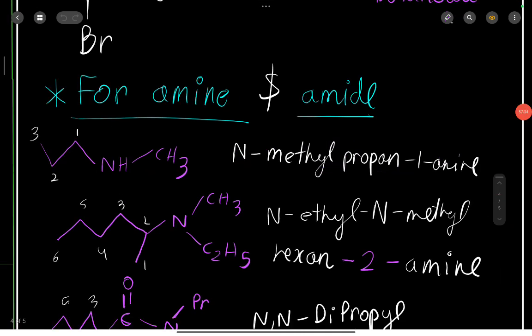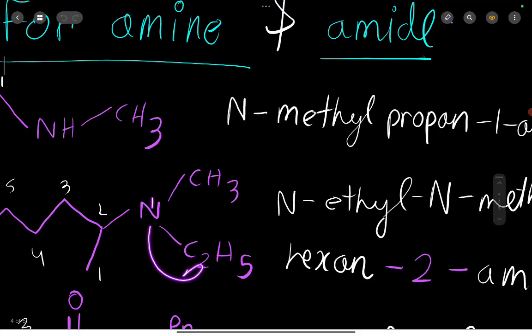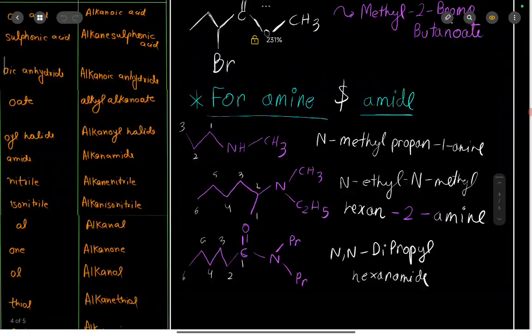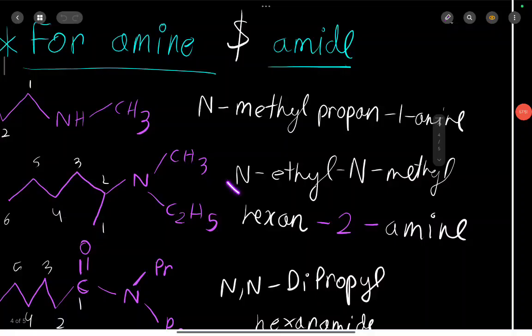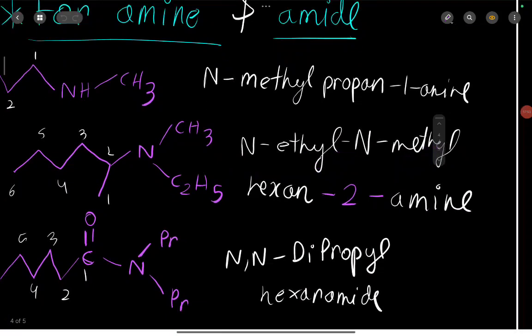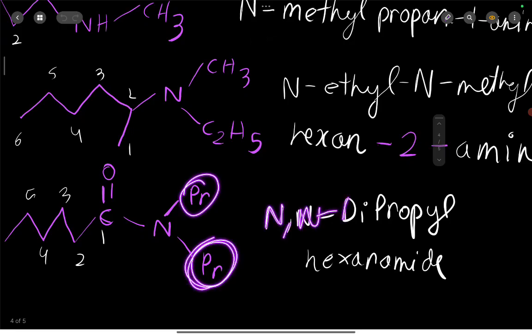Here you can see at the N, there are 2 substituents, ethyl and methyl. So you write it like N-ethyl, N-methyl, and the main chain was hexane, so hexane-2-amine. Here we wrote ethyl and methyl separately because they are 2 different groups. But say here we had 2 propyl, we would write N,N-dipropyl, just like we write for carbons.